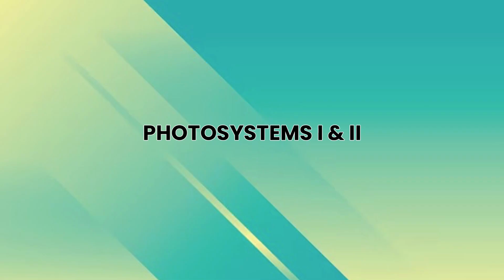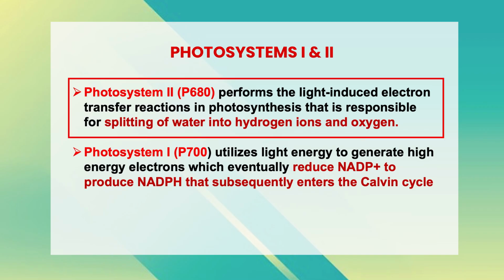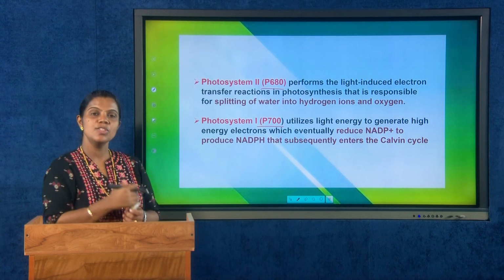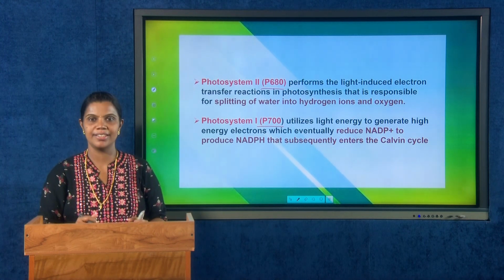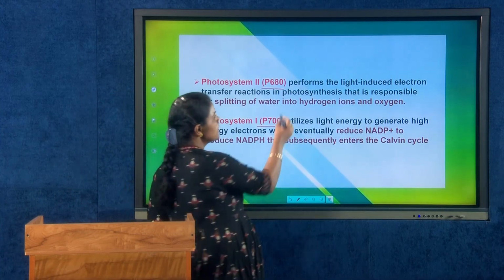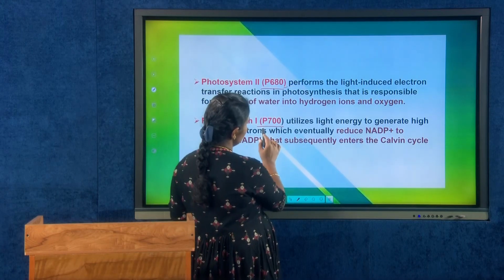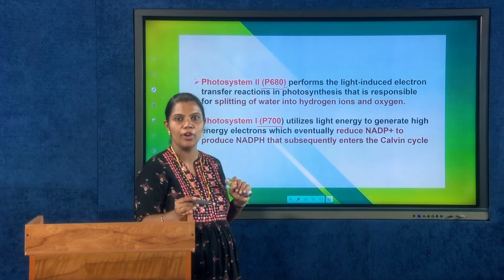Now, let us see what are photosystem 1 and 2. Photosystem 2 is called P680. Photosystem 1 is called P700. So, what is this P680 and P700? It means that the light absorption by this photosystem is maximum in this region, that is 680 nanometer, and for photosystem 1 the complex will absorb the maximum light energy at 700 nanometer.